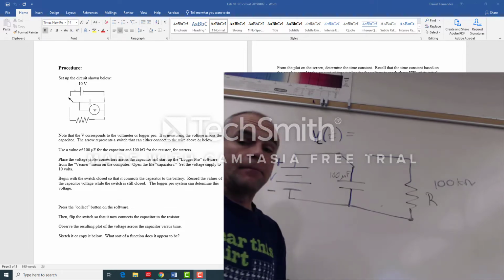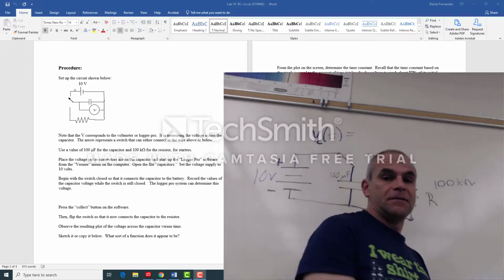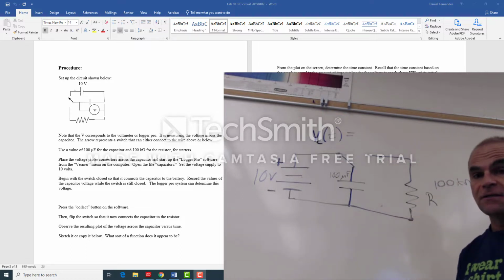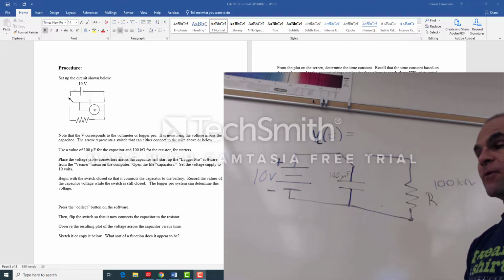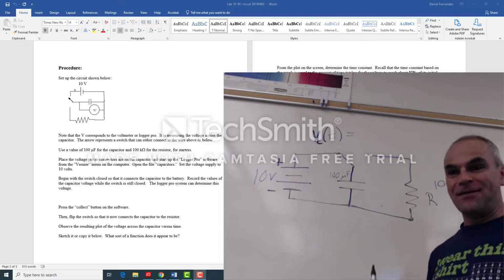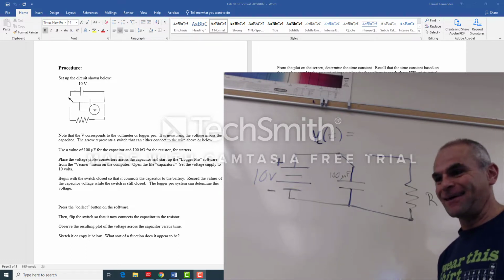Hello. The topic of today's lab is the RC circuits. And on the board right here, I have a figure that's going to represent what we're going to be working with in lab, or what I'll be working with and you'll be watching. And hopefully you're going to be getting it through osmosis, if you want to think about it like that.